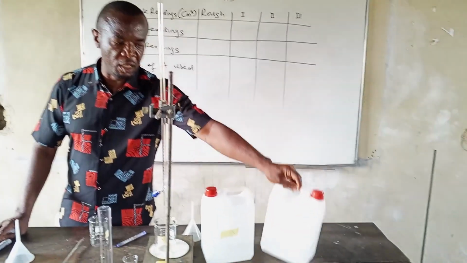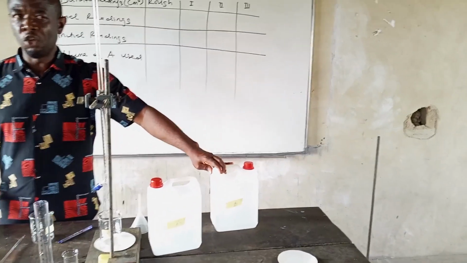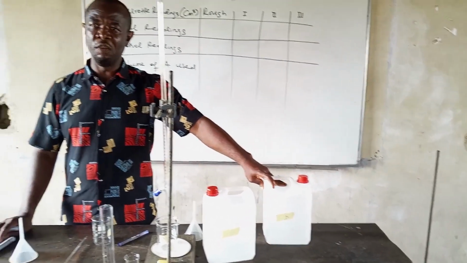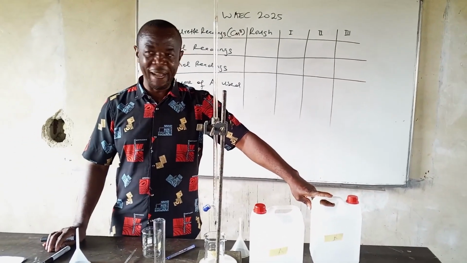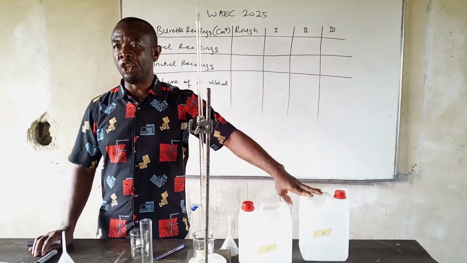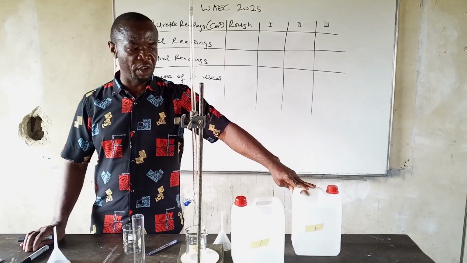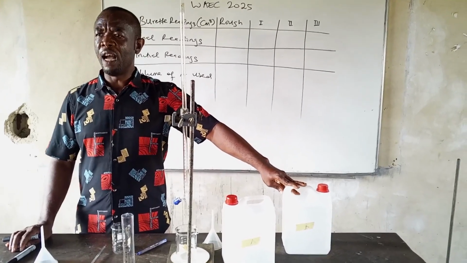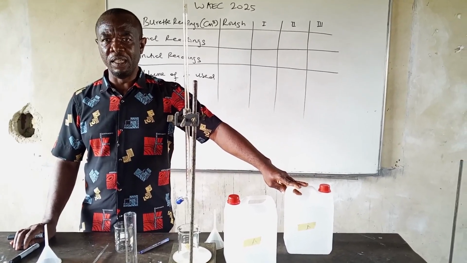Then solution B is an acid salt, sodium hydrogen carbonate, prepared by dissolving 8 grams of this sodium bicarbonate inside 1 dm³ of water, and that gives us a concentration of about 0.0952 mole per dm³.